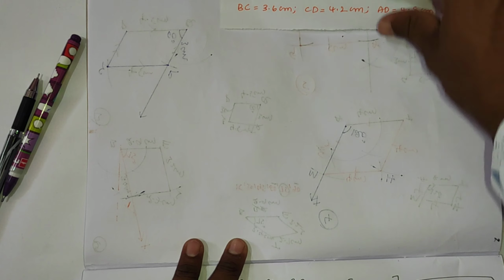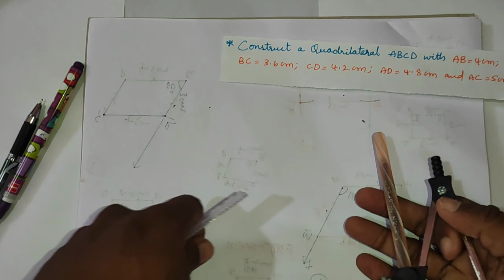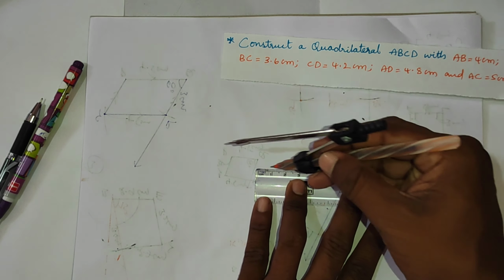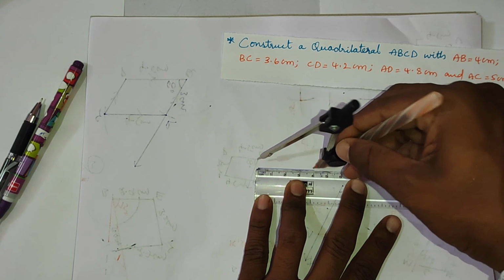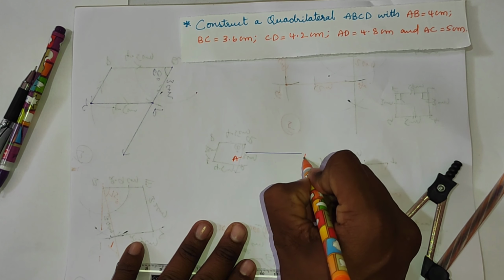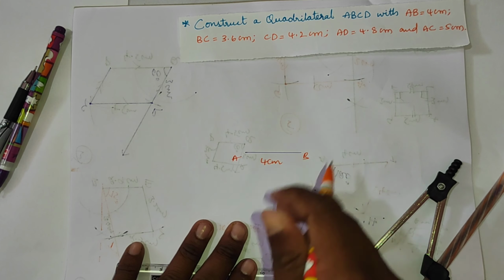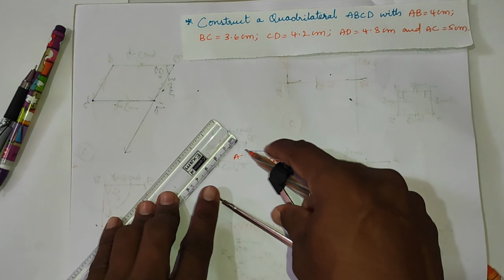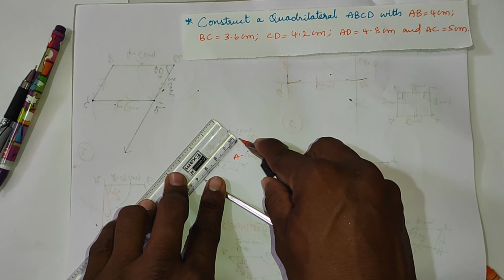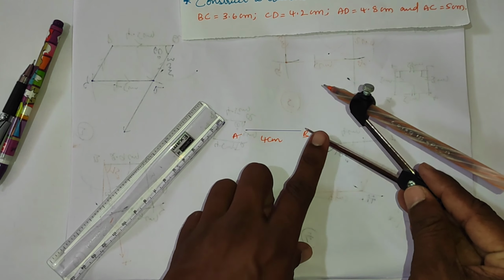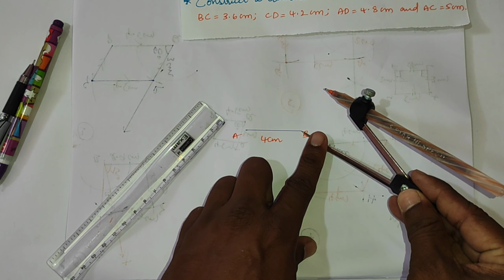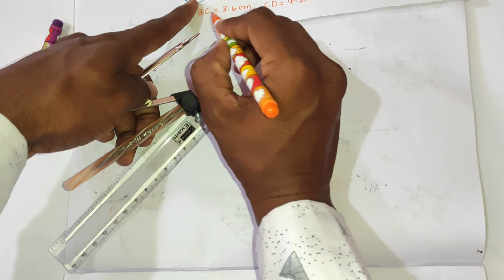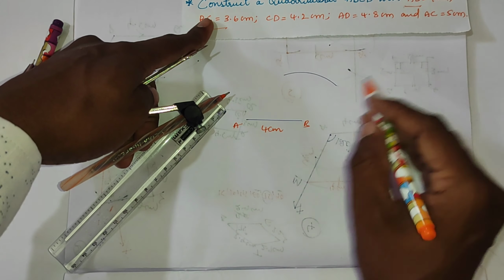What are the measures given? First AB as 4 centimeters, taking base as 4 centimeters. AB line segment how much? 4 centimeters. Then B to C how much is there? 3.6 centimeters. So with 3.6 centimeters measure, taking B as a center, drawing an arc. So we completed what now? AB and BC.